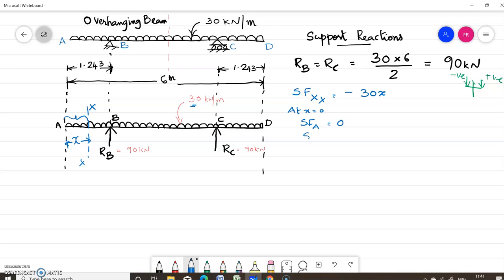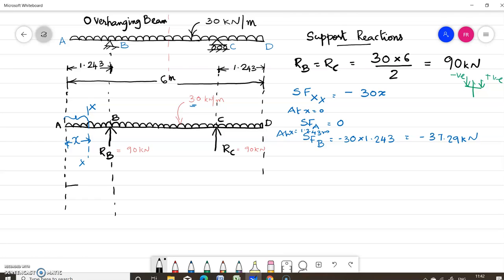Now we can find out what is the shear force at x equal to 1.243 meter. That is shear force at B, which is equal to minus 30 into 1.243. So this is equal to minus 37.29 kilonewton. So we can complete the shear force diagram for this much portion.